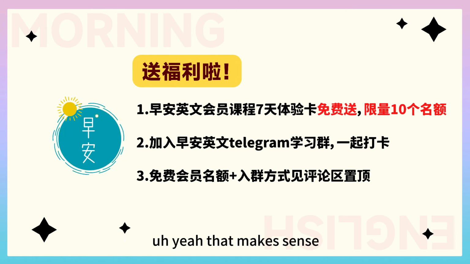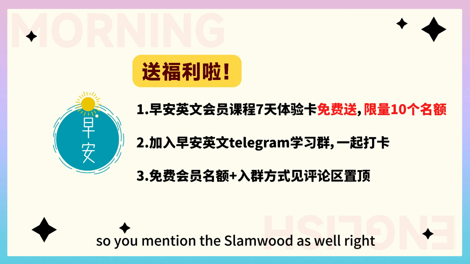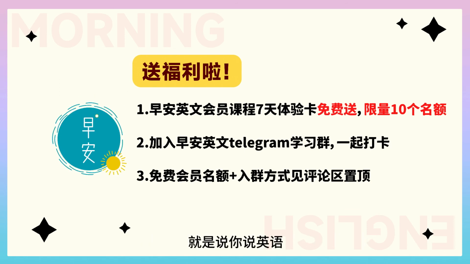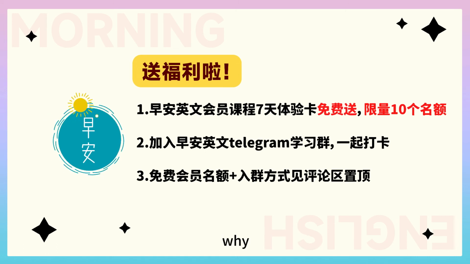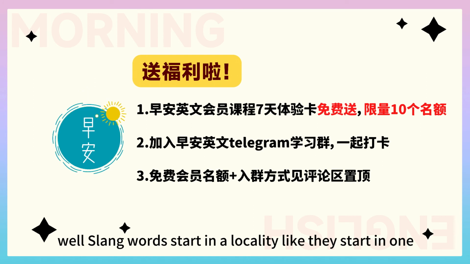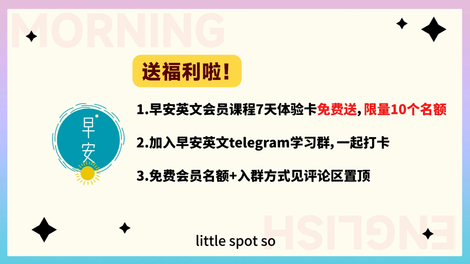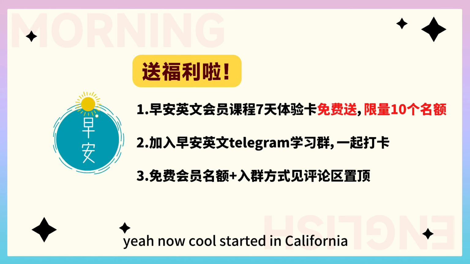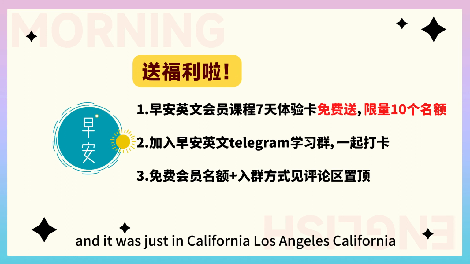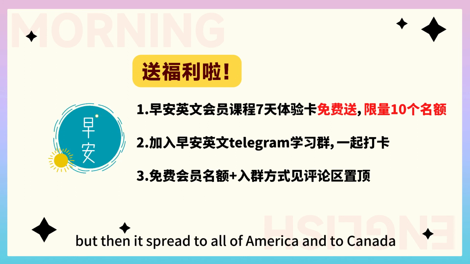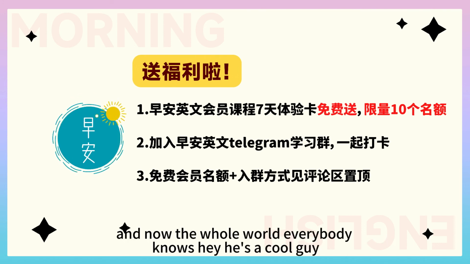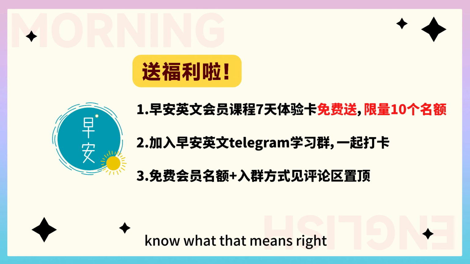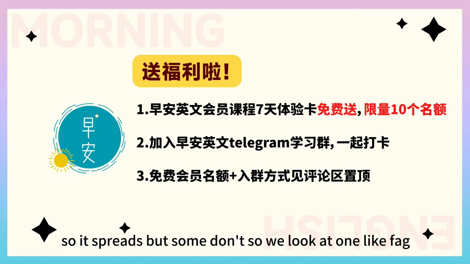So you mentioned the slang words as well, right? Yeah, those can be really different. 俚语在英式英语和美式英语里面差别还是非常多的。Why? Well, slang words start in a locality, like they start in one little spot. Let's take, for example, the word cool. Cool started in California, in Los Angeles. But then it spread to all of America and to Canada and to English speakers and now the whole world. Everybody knows, hey, he's a cool guy. You know what that means, right? So it spreads, but some don't.